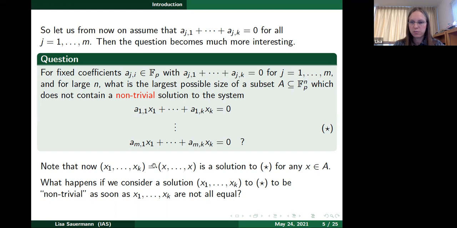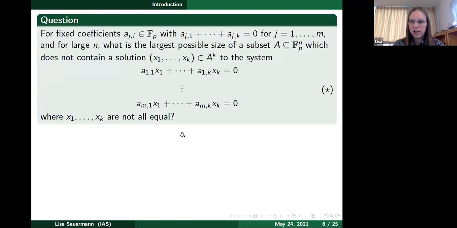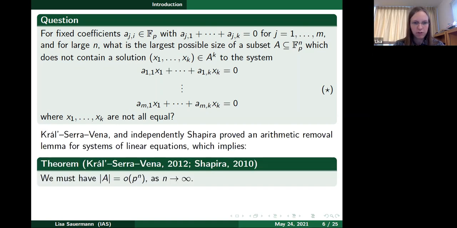So as soon as we are not in this boring case here of x_1 to x_k all being equal to the same x. So if we allow all of these solutions where x_1 to x_k are not all equal to count as non-trivial solutions, we arrive at the question written here. So we have again the same system, the same assumptions, and now we are asking for the largest possible size of a subset A of F_p^n without a solution to the system where x_1 to x_k are not all equal. So that's now a well-defined question and an interesting one.